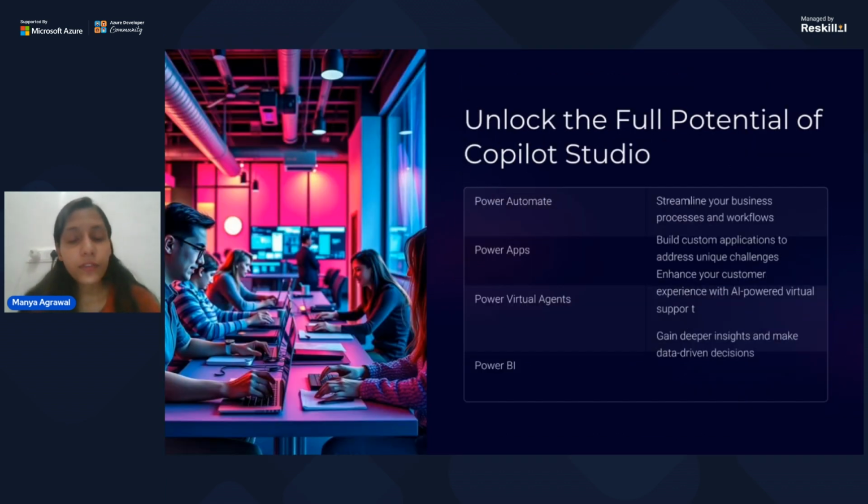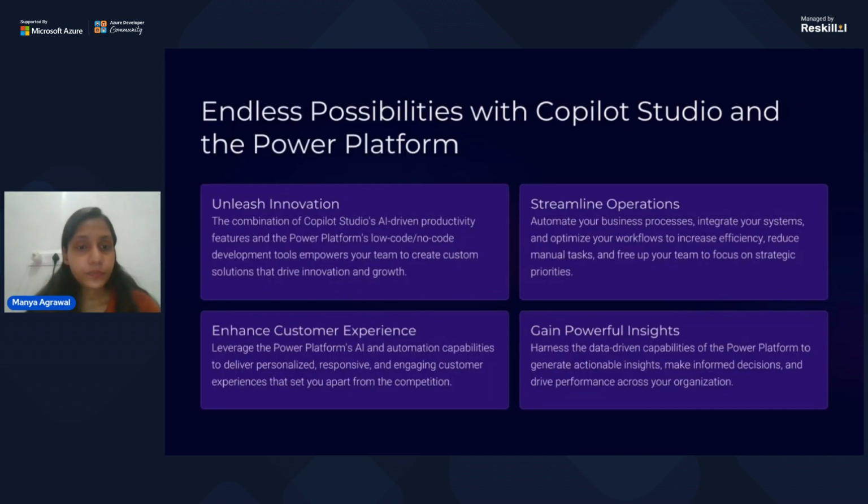Now, in the next slide, we are talking about unlocking the full potential of Copilot Studio. First is Power Automate. Streamline your business processes and workflows. Power Apps. Build custom applications to address unique challenges. Third one is Power Virtual Agents. Enhance your customer experience with AI-powered virtual support. Power BI. Gain deeper insights and make data-driven decisions.